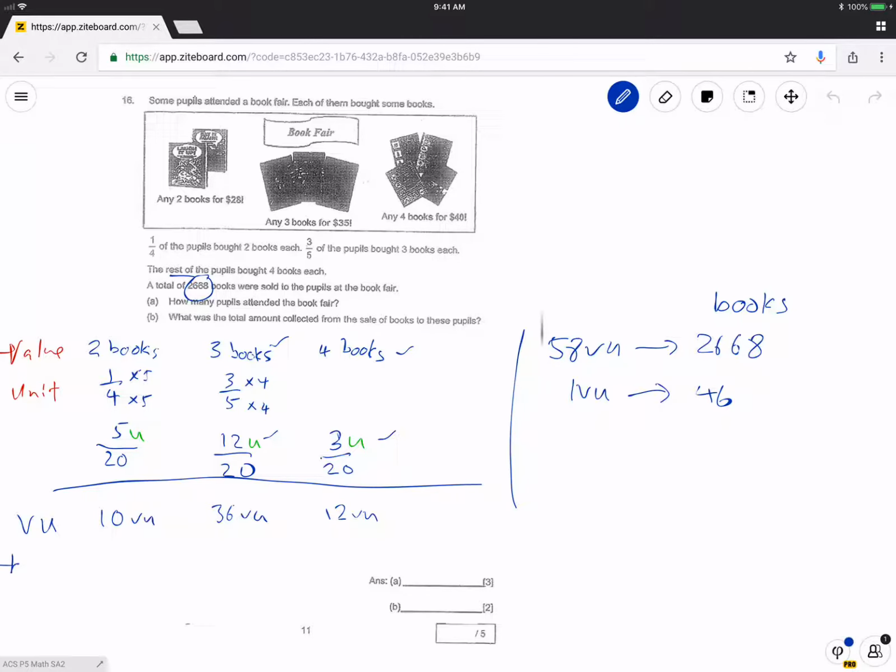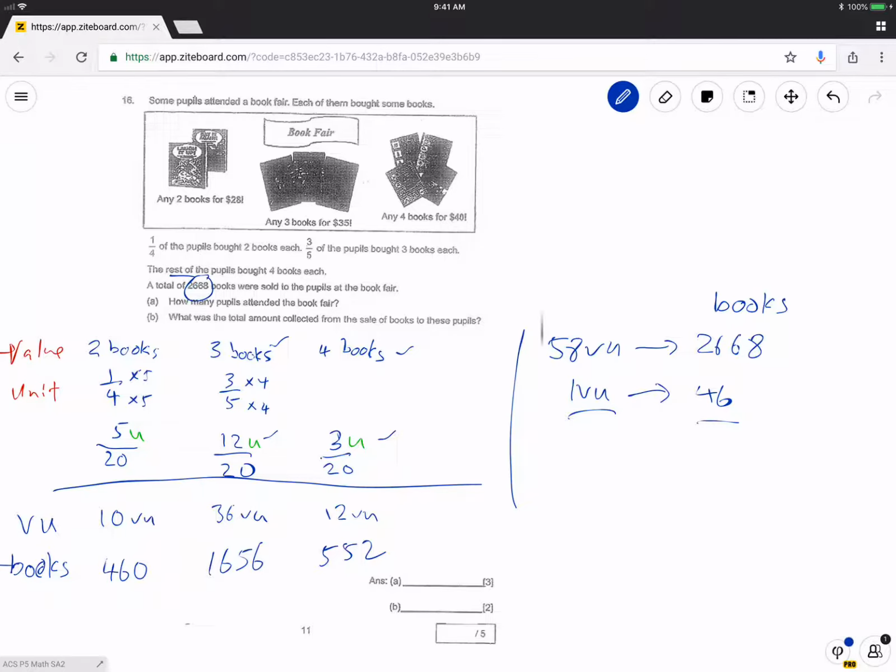Okay, back. Alright, so I want to find the number of books that each category has. Because 1 VU represents 46, 10 VU is 460 books. And then 36 times 46 is 1656 books. Next is 12 times 46, which is 552 books. So that's the number of books for each category.